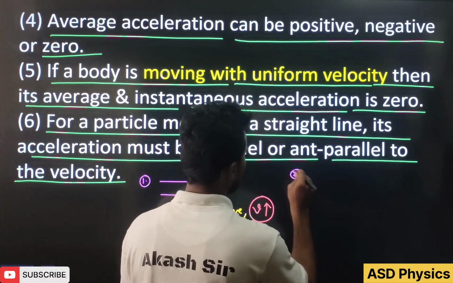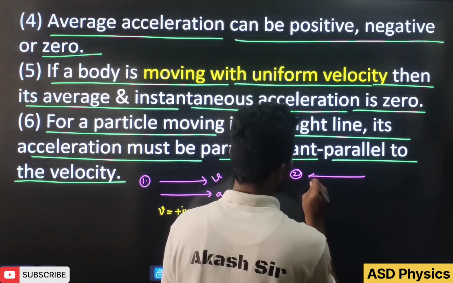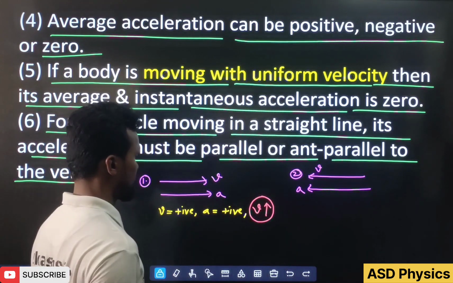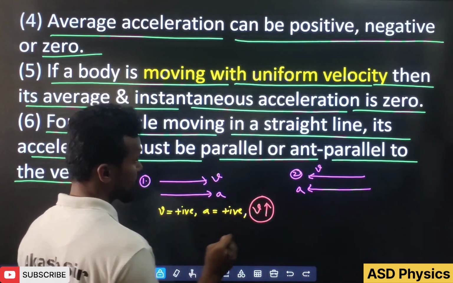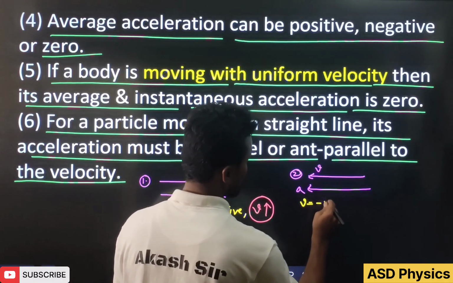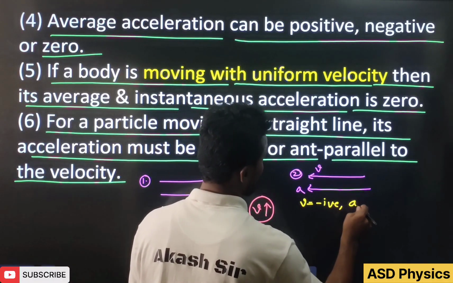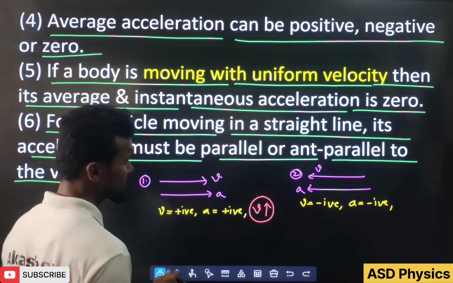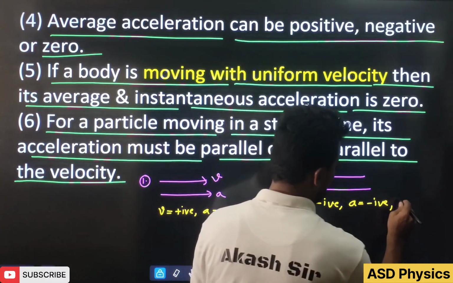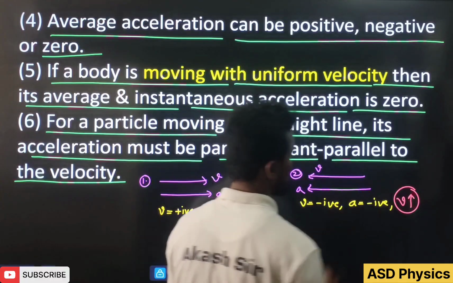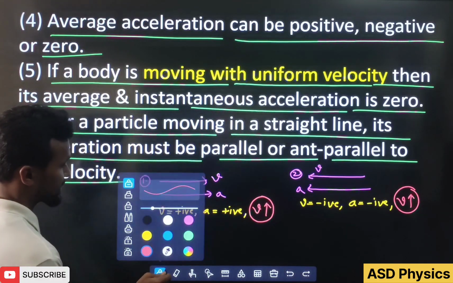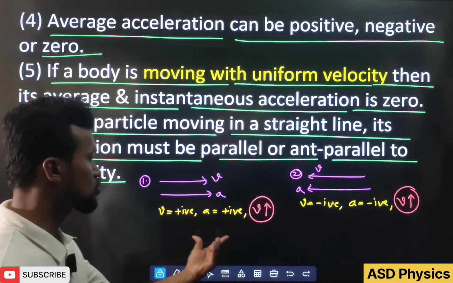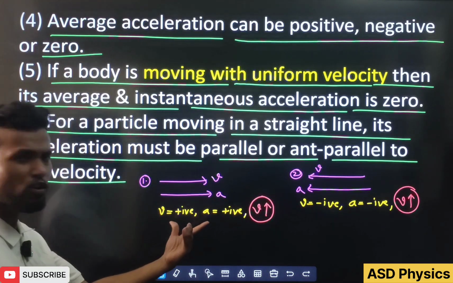Similarly, see the second one. If I draw like this, velocity in this direction, acceleration also in this direction. Here velocity is negative, acceleration also negative. In this situation also, the velocity will increase. So when velocity and acceleration are in the same direction, velocity will increase. Either both should be positive or both should be negative. By default, this used to be there.